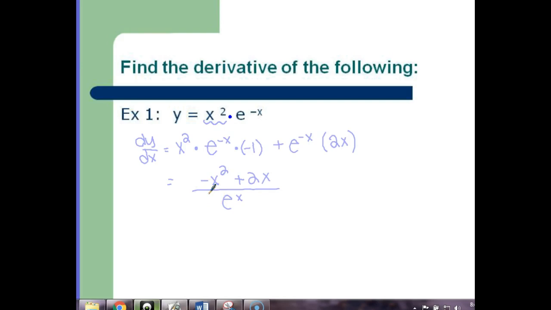So this had an e to the negative x, and that has an e to the negative x. So you're not allowed to have a negative exponent. Right. So both got dropped down. When you drop them down, it was negative x squared over e to the x plus 2x over e to the x. So since they had like bases, I could write it as one fraction.